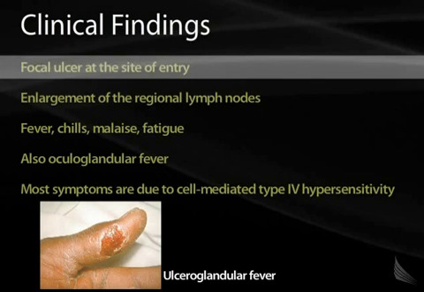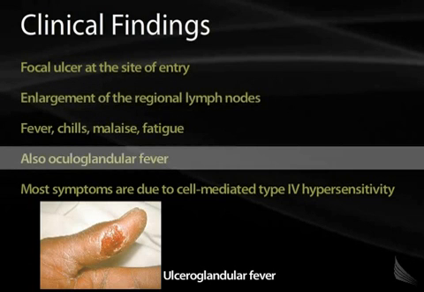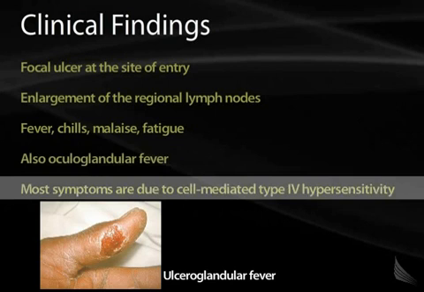Clinical findings include ulceroglandular fever, which is a focal ulcer at the site of entry, as this picture shows on the thumb. Enlargement of the regional lymph nodes is associated, and then you get fevers, chills, malaise, and fatigue. You can also get oculoglandular fever, which is a similar type of symptom, except it's associated around the eye. Most symptoms are due to a cell-mediated type 4 hypersensitivity, so it's our own immune system causing the problem.